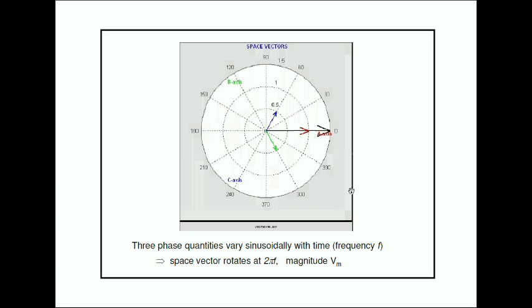So three-phase quantities are sinusoidally time varying with frequency f. When this frequency f is changing, the speed of the rotation will change. Anyway, we are not considering the speed of rotation. Here the space vector rotates at 2 pi f, and when the frequency is changing, the space vector speed changes accordingly. This is a and its magnitude is vm. All the space vectors have magnitude vm.